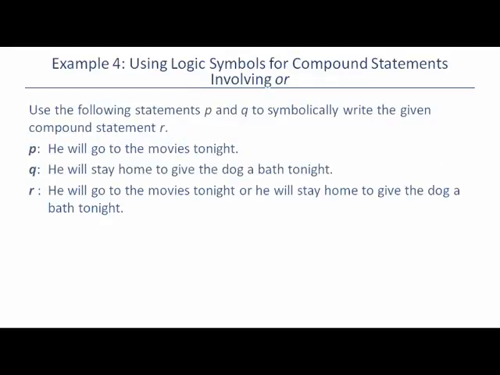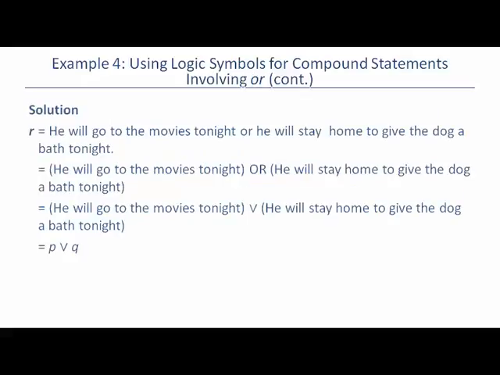So here's another example. Let P be the statement, he will go to the movies tonight. Let Q be the statement, he will stay home to give the dog a bath tonight. Let R be the statement, he will go to the movies tonight, or he will stay home to give the dog a bath tonight. How would we write these following things symbolically? Well, R is he will go to the movies tonight, or he will stay home. So isn't that P or Q?